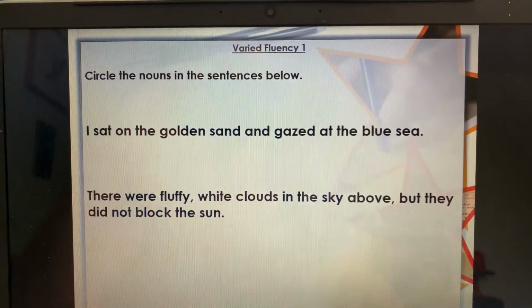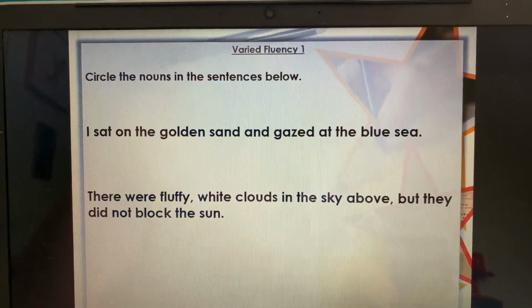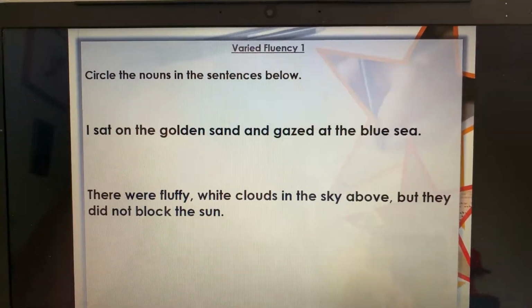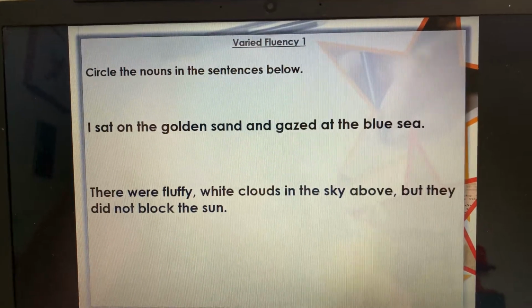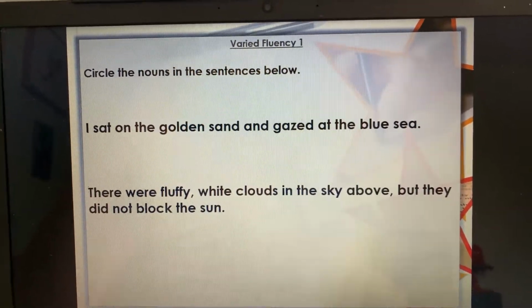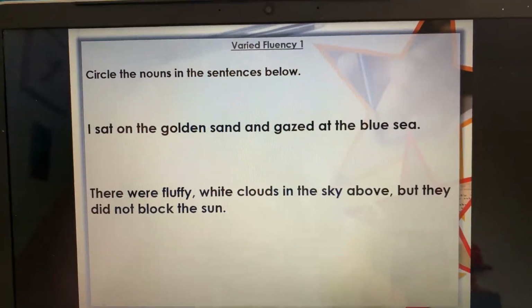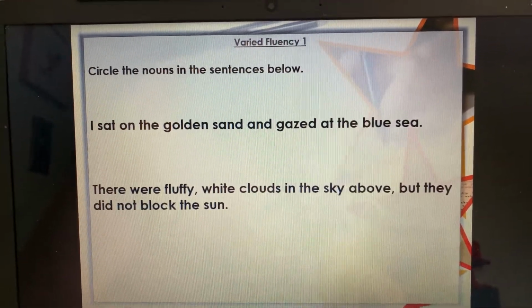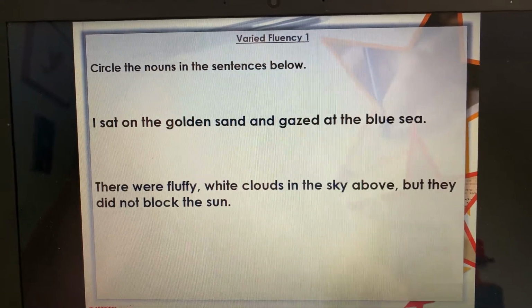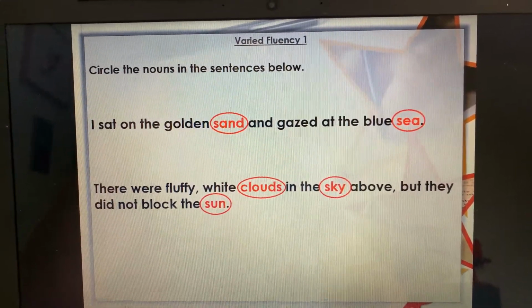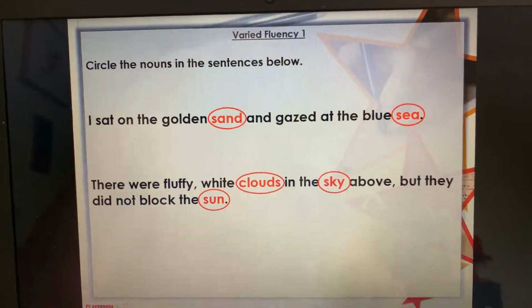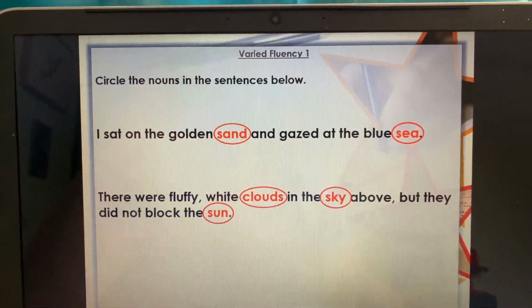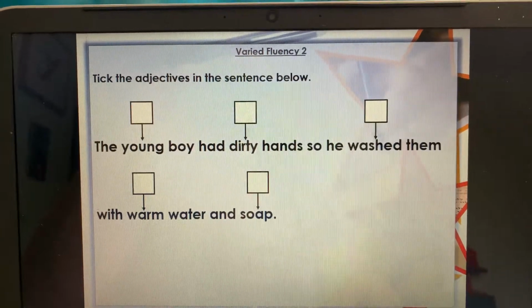If I look at the bottom one, again, which are the nouns? There were fluffy white clouds in the sky above, but they did not block the sun. I'll give you a second. How many nouns can you see in that sentence? I think I can see 1, 2, 3. Let's have a look at the top one. I was correct: sand and sea, and I did see 3. So we have clouds, sky and sun. Those are the nouns in that sentence.